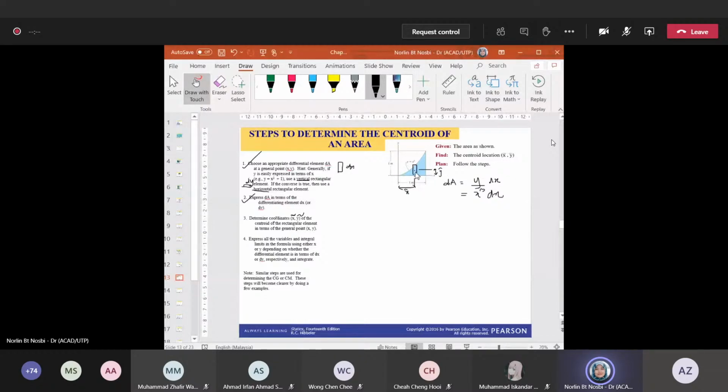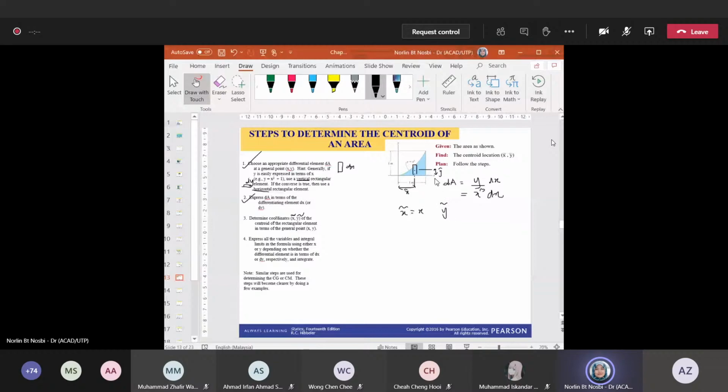How do you want to find it? So step 3, you need to find the x tilde. It is unknown, right? So x tilde, you must find in terms of the general point x and y. So for x tilde, you can label it as x, because we want to write it in terms of x and y only, not other symbols. So x tilde equals x. And then how about y tilde?